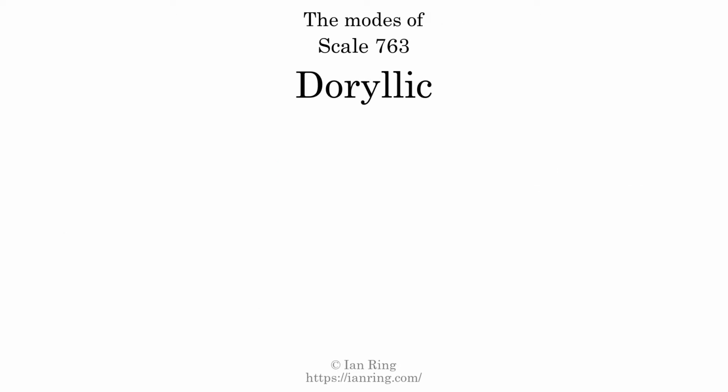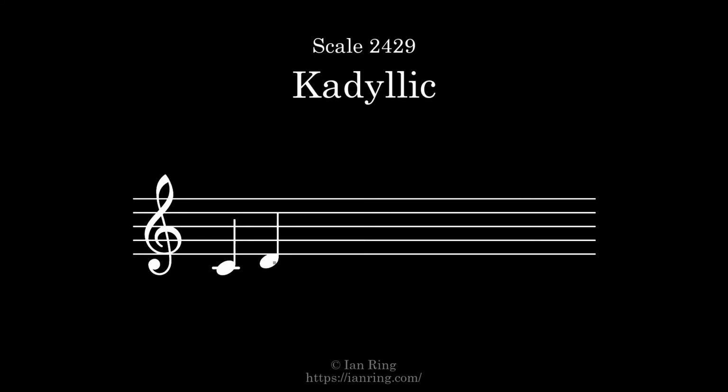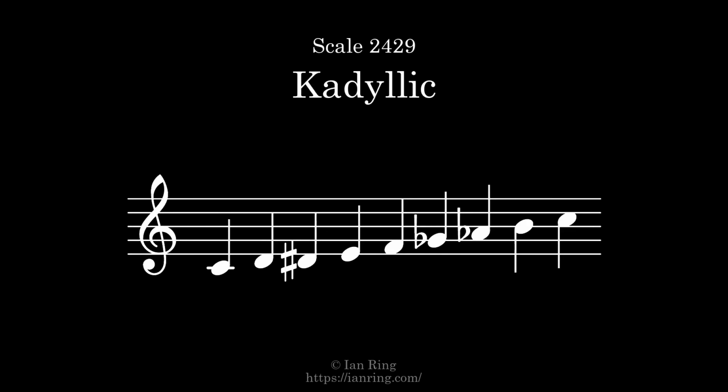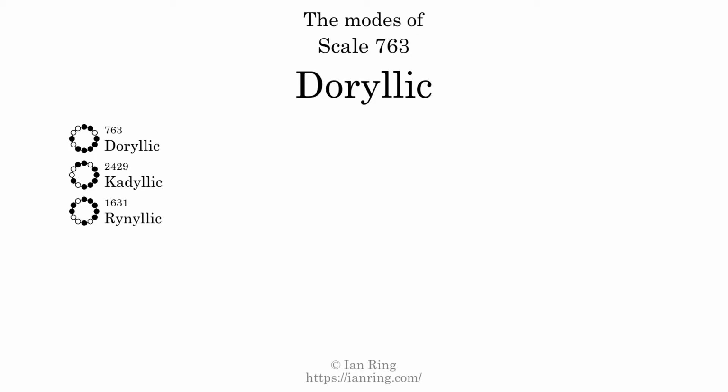This scale has 8 modes. The first mode is itself. The second mode is scale 2429, also known as Doryllic. It sounds like this. The third mode is scale 1631, also known as Doryllic. It sounds like this.